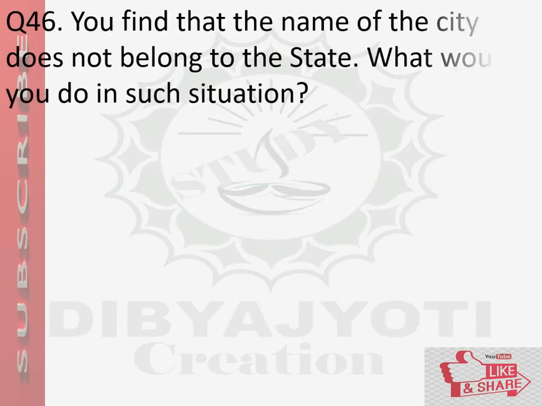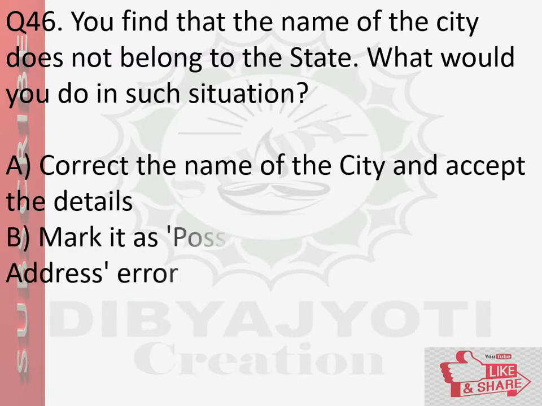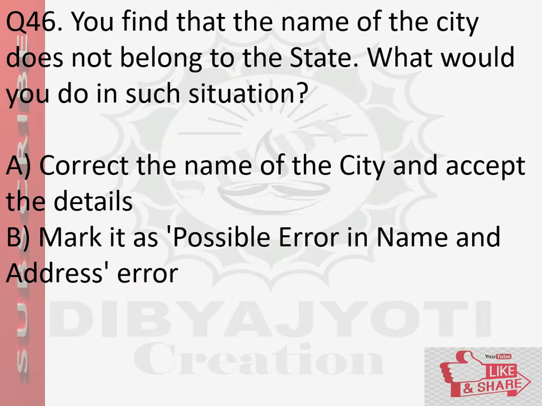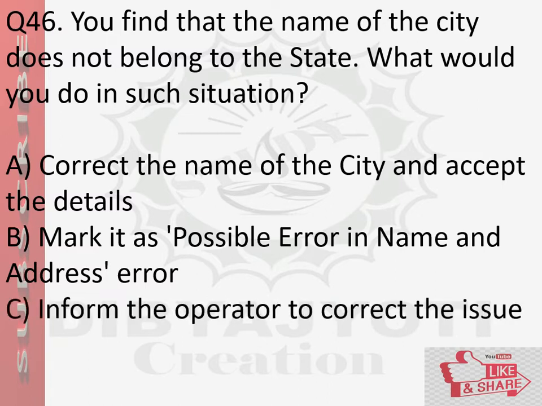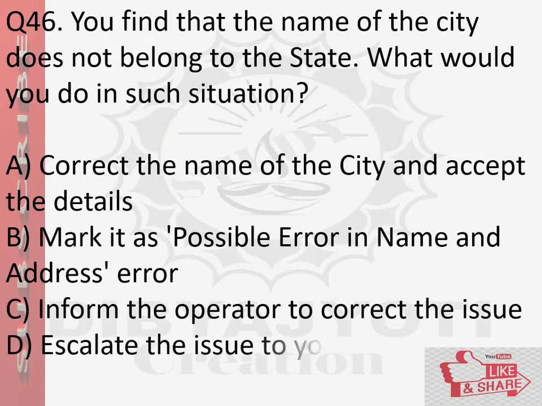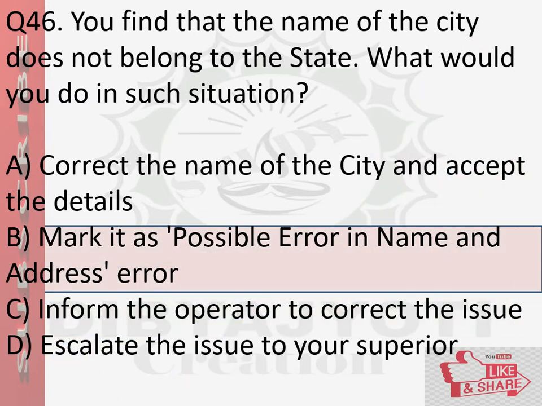Next, you find that the name of the city does not belong to the state. What would you do in such a situation? Options are: option A, correct the name of the city and accept the details. Option B, mark it as possible error in name and address error. Option C, inform the operator to correct the issue. Option D, escalate the issue to your superior. And the answer is option B, mark it as possible error in name and address error.